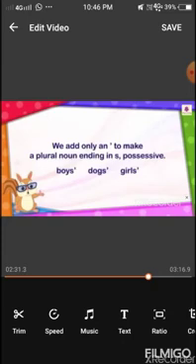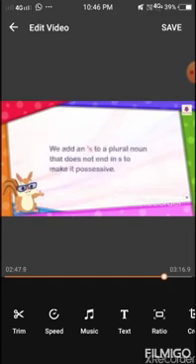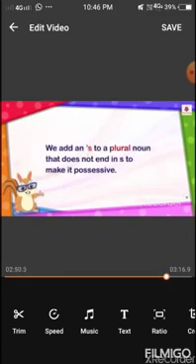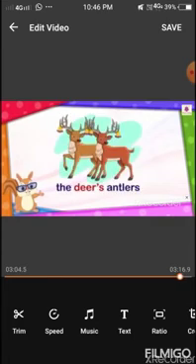We add only an apostrophe to make a plural noun ending in S possessive. For example, the witches' brooms. We add an apostrophe S to a plural noun that does not end in S to make it possessive. For example, the deer's antlers.